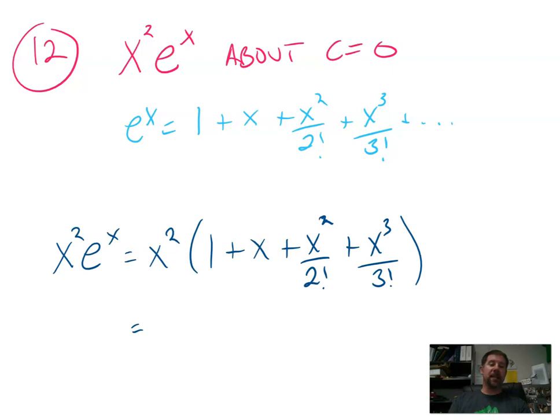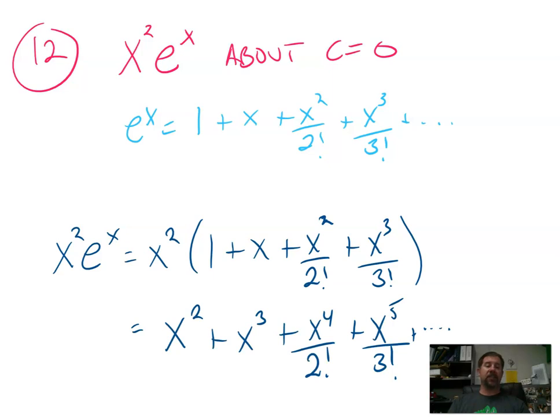So our answer would look like x squared plus x cubed plus x to the 4th over 2 factorial plus x to the 5th over 3 factorial, and so on.